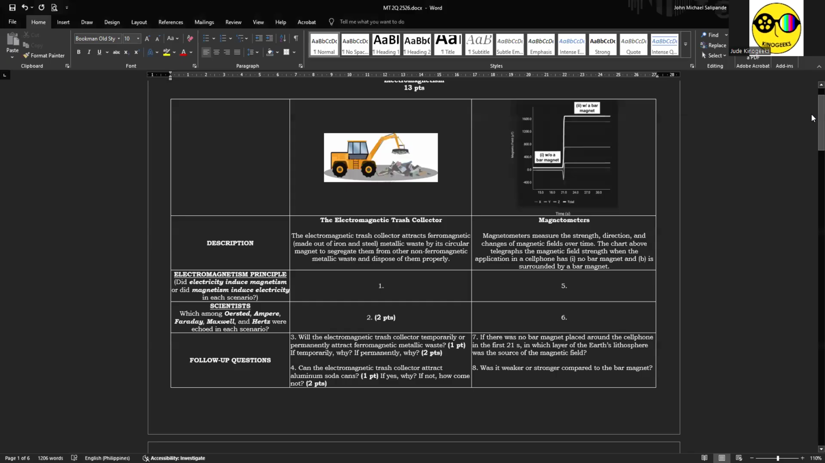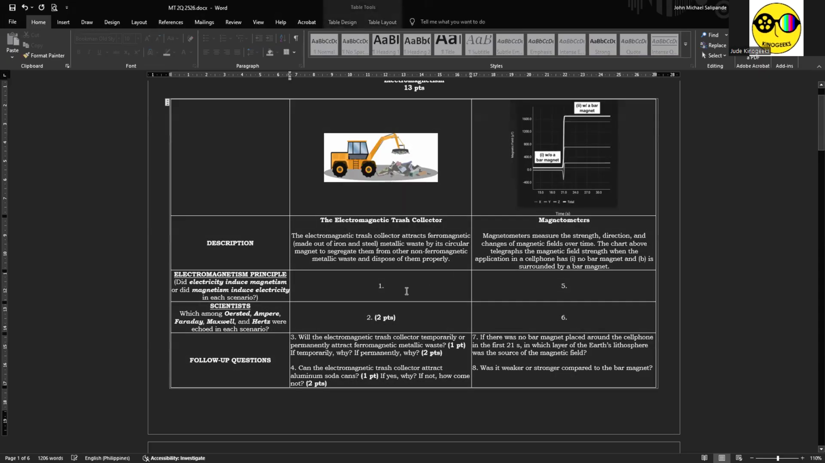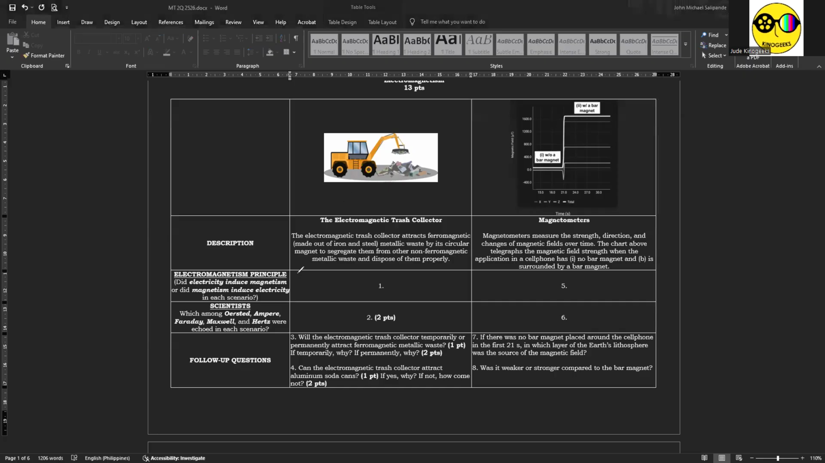So, for the electromagnetic trash collector to collect ferromagnetic materials, you have to activate the truck itself before the magnet becomes activated, no? Allowing it to collect trash. So for the electromagnetism principle, did electricity induce magnetism, or did magnetism induce electricity in each scenario? So in this case, electricity induced magnetism.